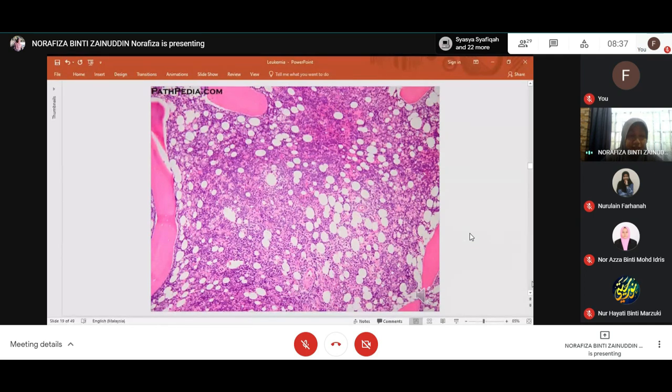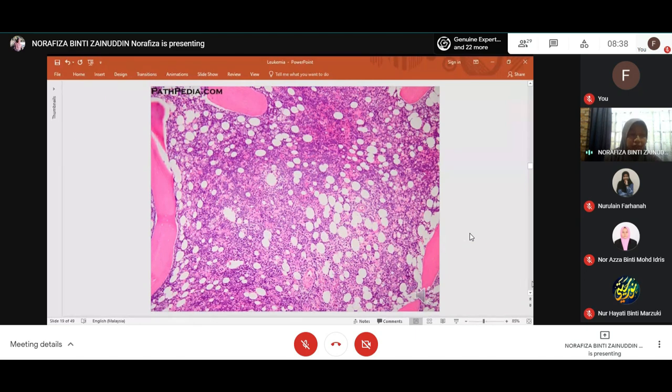So this is ALL of B cell origin. Most common in children, 80% of those are B cells, as I mentioned just now, and it is presented with CD10, CD19, CD79, also CD22, and immunophenotype. More than 20% lymphoblasts in the bone marrow, more than 20% in the peripheral blood.